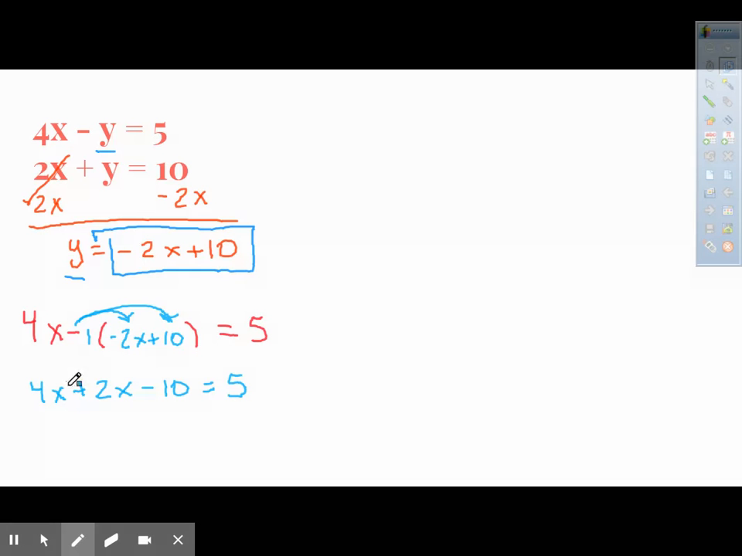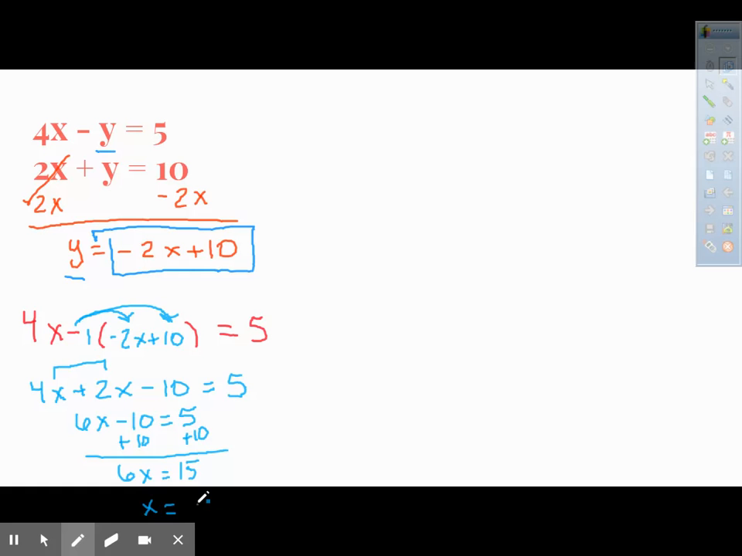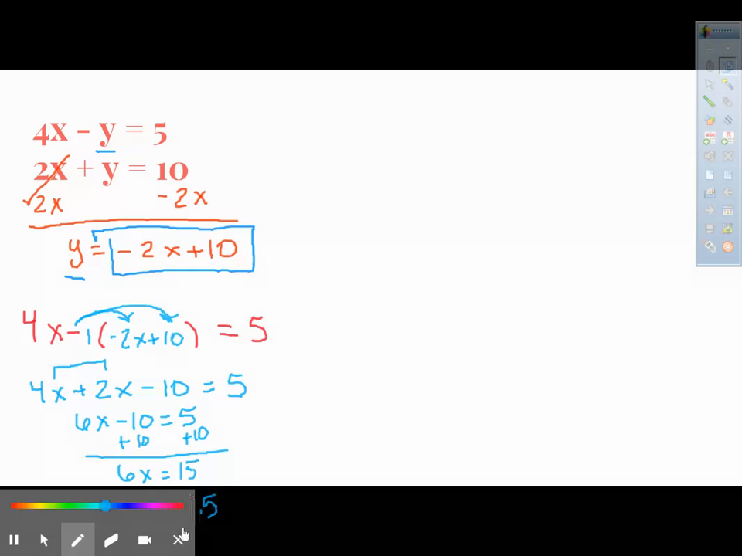Now you combine your like terms. 4x plus 2x is 6x. Then you add 10 over and get 6x equals 15. Divide both sides by 6. You get x equals 5/2. Yes, 5/2, or what is that, 2.5? Yeah. So you can do either one, either 5/2 or 2.5. Either one's fine. We're not having to graph anything, so whichever one's easier for you to multiply.